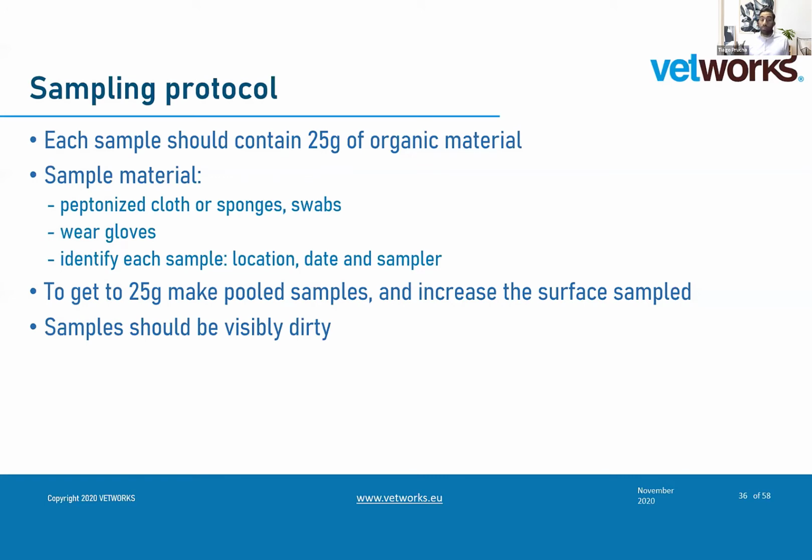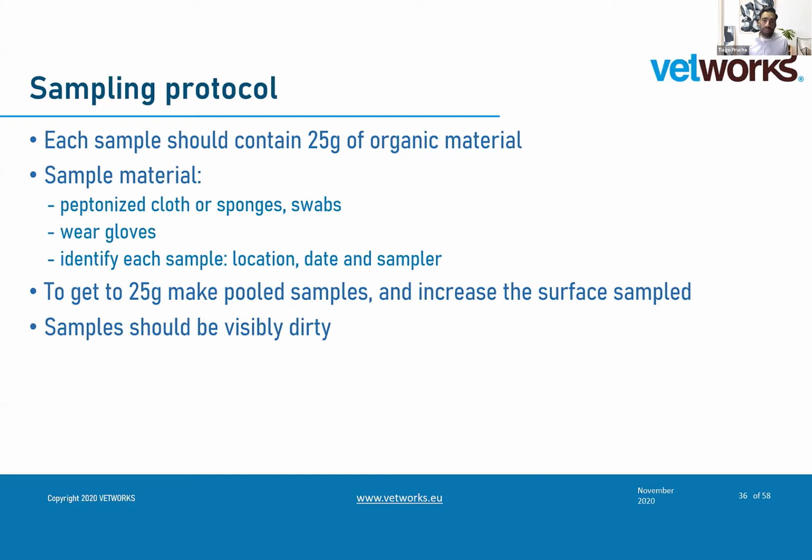Each sample should contain at least 25 grams of organic material. The sample material could be, as I explained before, a peptonized cloth or sponge or swab. We should wear gloves to avoid contamination of our sample, and identify each sample, so it's easier for us to trace everything back and to know where we sampled it. I think the important key takeaway here is to have a system to trace back everything. So again, an easy way to get 25 grams is to make pooled samples, which means that with the same material, you sample in several places.